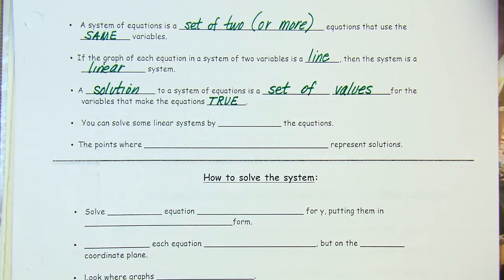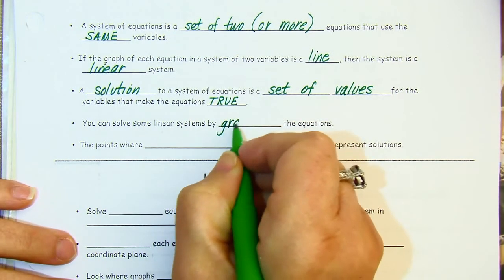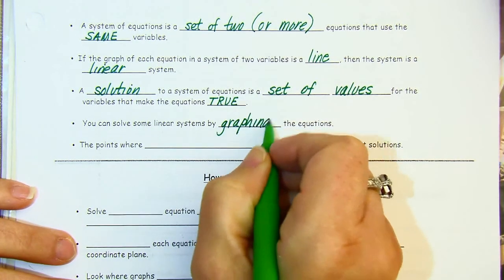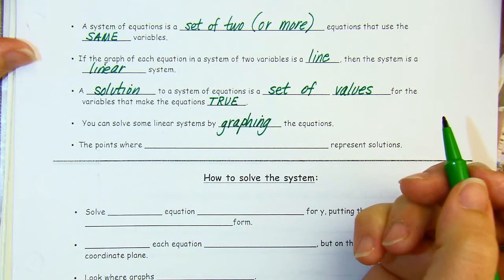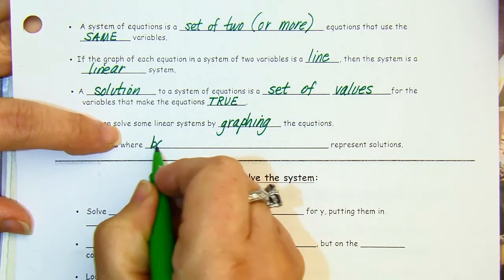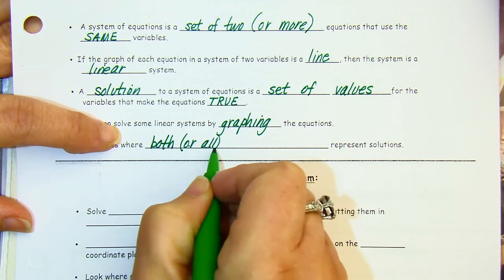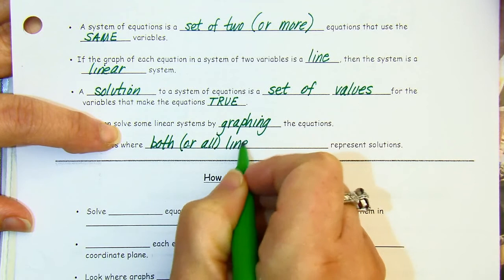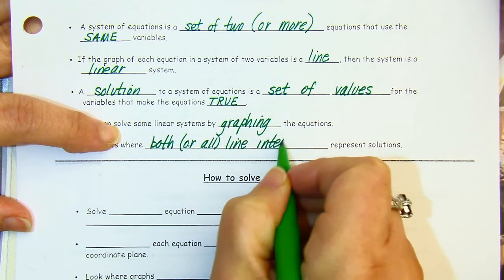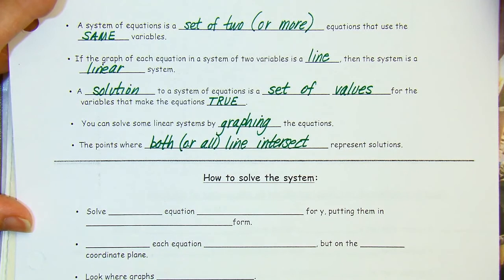You can solve some linear systems by graphing, and that's what this section is about, graphing. So remember, you need graphing paper for your homework. The points where both or all lines intersect represent solutions. So if they're linear, they're only going to intersect in one point.